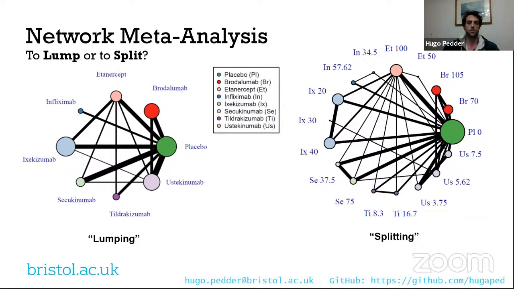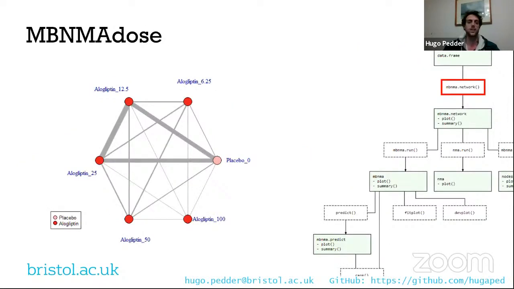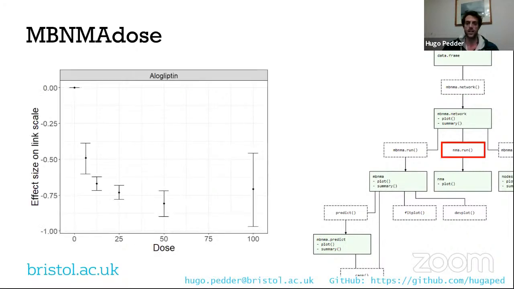So another approach, rather than choosing one of these not ideal methods, is to model the dose-response relationship functionally, and we can do that using MBNMAdose. What I've got here is a plot of the function structure on the right, but we start by running the MBNMA network function just to create a network object, and then we can investigate that. We can plot the network plot either at the dose level or at the class level, and run some other preliminary investigations.